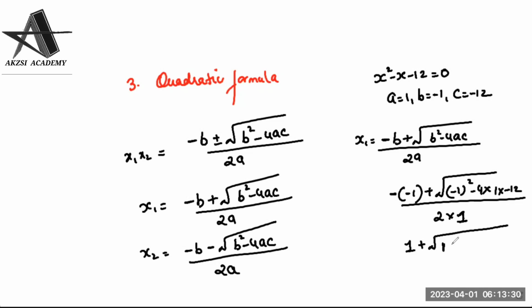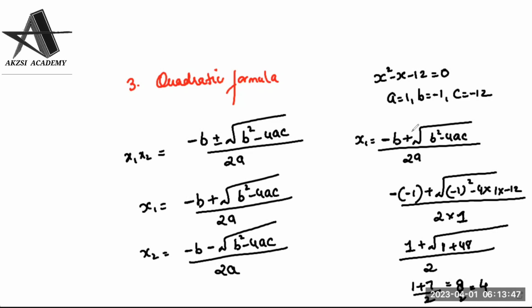Negative 1 squared is 1. Minus 12 into minus 4 is plus 48, by 2. So 1 plus root 49, which is 7, by 2 will give you 8 by 2, that is 4 as your answer. So one answer is 4.